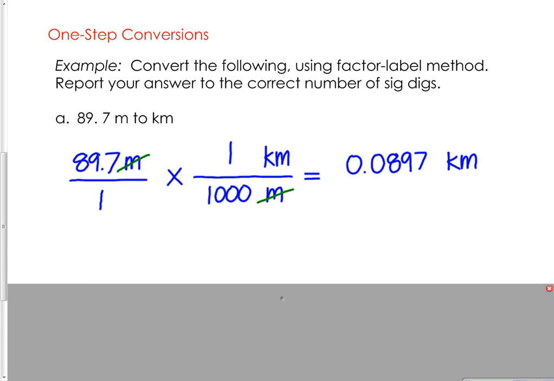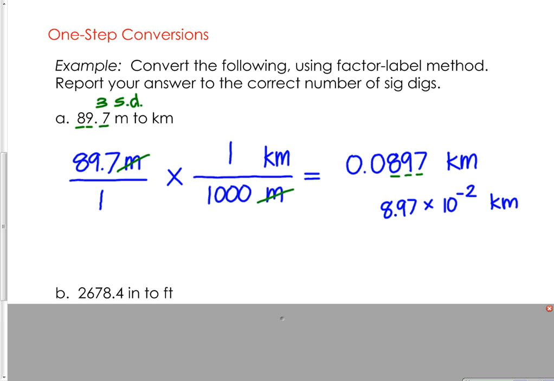Now, if you look, 89.7 has 3 significant digits. My answer needs to have 3 significant digits as well, and right now, it does. I could leave my answer like that. That's perfectly acceptable. You could also write it in scientific notation. However, you do not have to in this case. So either answer is totally acceptable.